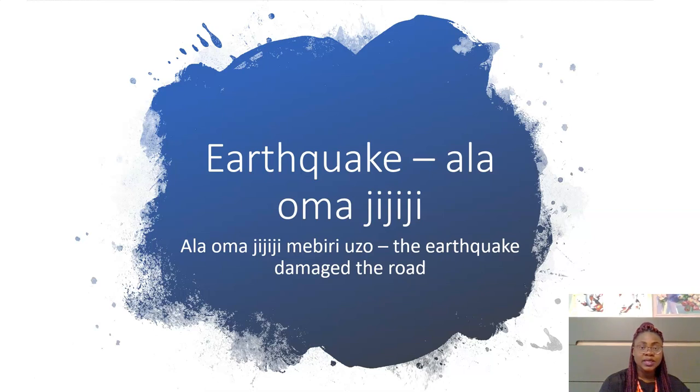Here we have our next one, which is earthquake. Ala oma jijiji. Jijiji is like shaking. So earthquake is ala oma jijiji. Ala is ground or earth. So when the earth shakes, it's called earthquake. So the one thing I love about Igbo language is that it always takes the meanings literally, physically how it's shown, what the characteristics of it is, and then when you hear the name, it makes perfect sense. Okay, so we have ala oma jijiji mebiri uzo. The earthquake damaged the road. Okay.